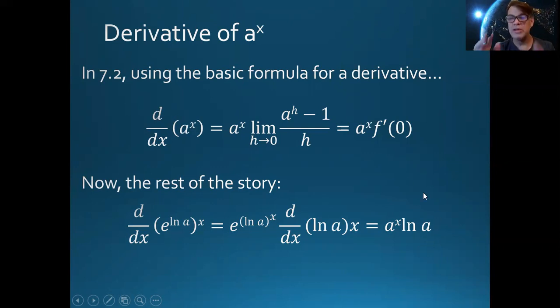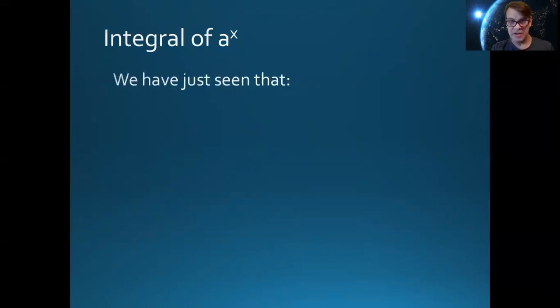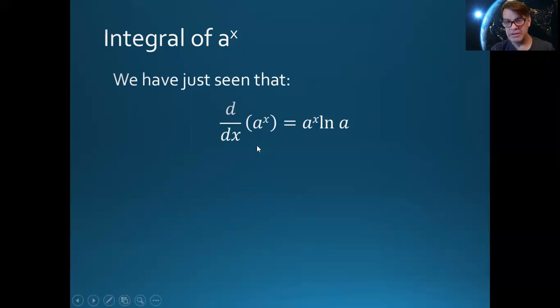We can now rest in peace knowing that the derivative of an exponential function, the derivative of a constant raised to a variable, is going to be that constant to the variable times the natural log of that constant, or of the base. So the derivative of a to the x is a to the x times the natural logarithm of a. Two woes are past, and now to the final woe of this video. So we've just seen that the derivative of a to the x is a to the x natural logarithm of a.